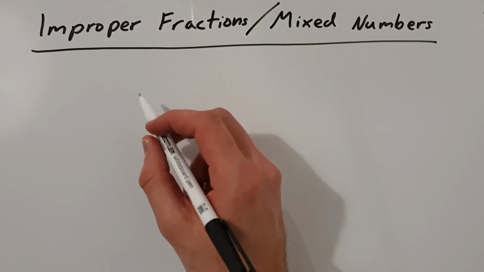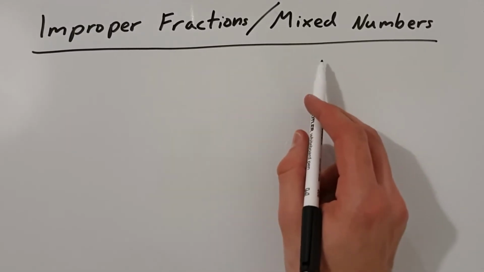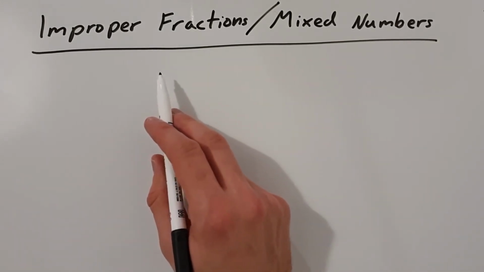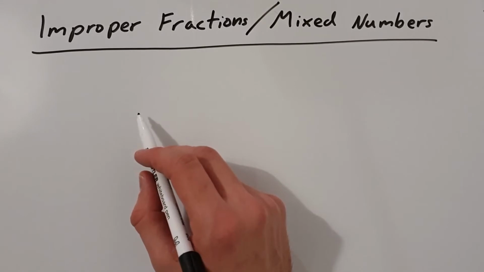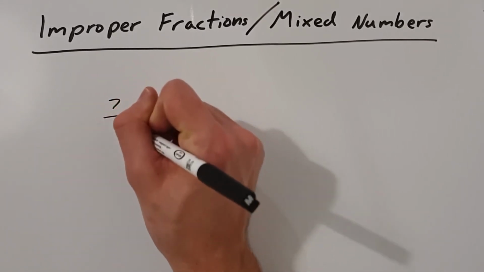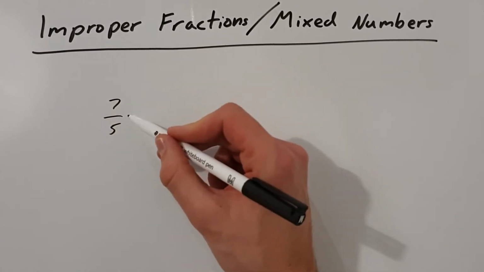Okay, so moving on to improper fractions and mixed numbers. So what is an improper fraction? An improper fraction is essentially one where the numerator is larger than the denominator. An example of that would be 7/5.